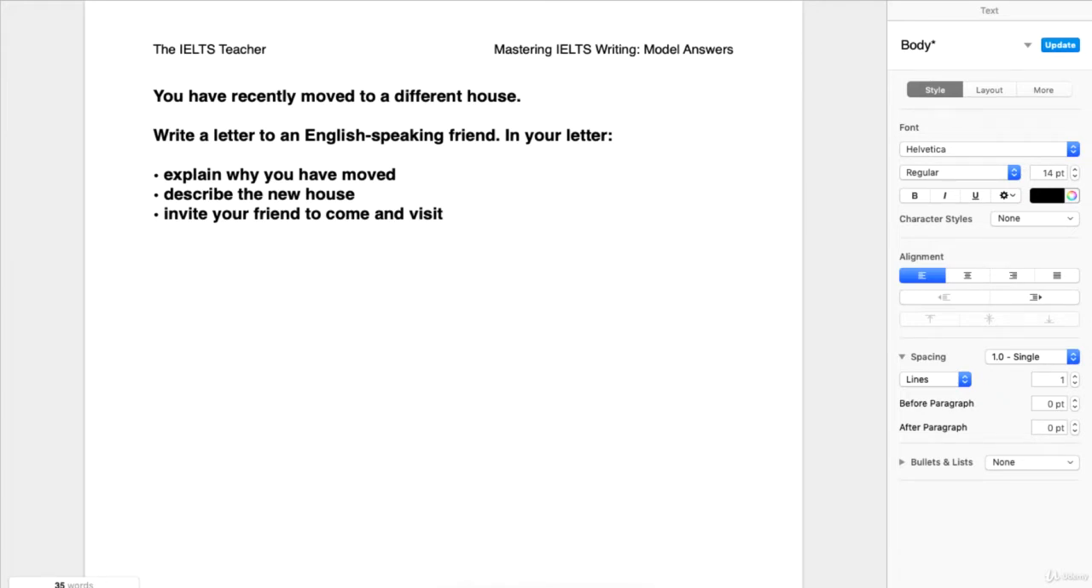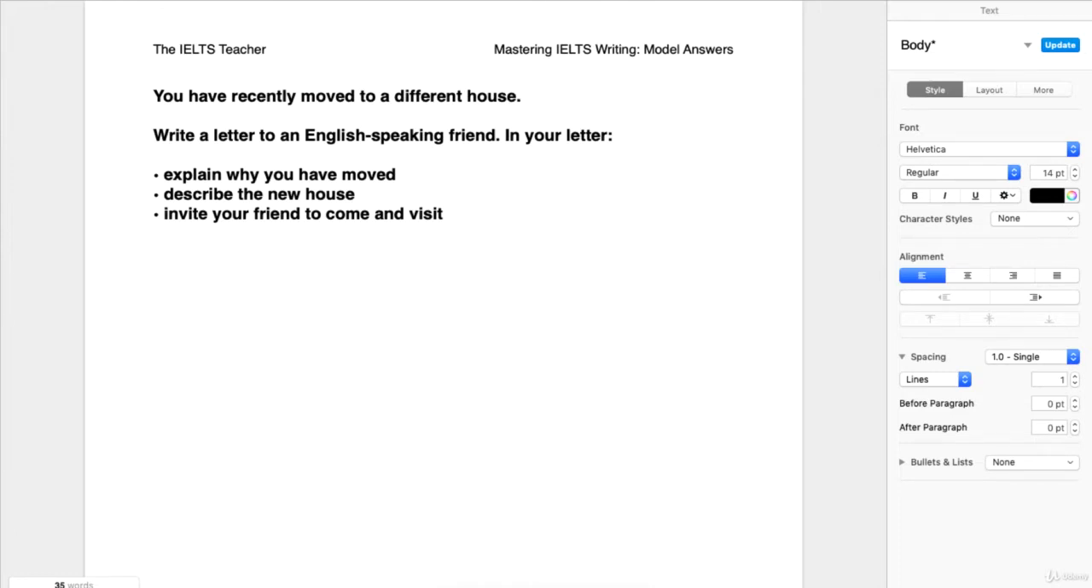So let's read this out. You have recently moved to a different house. Write a letter to an English-speaking friend. In your letter, explain why you have moved, describe the new house, and invite your friend to come and visit.